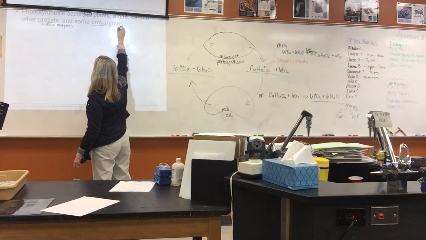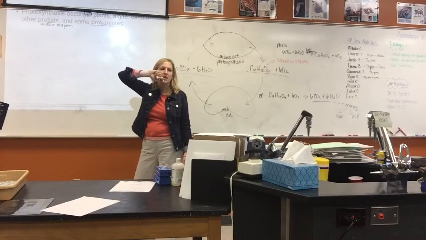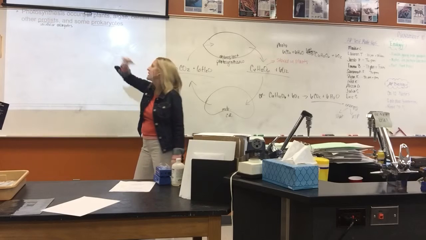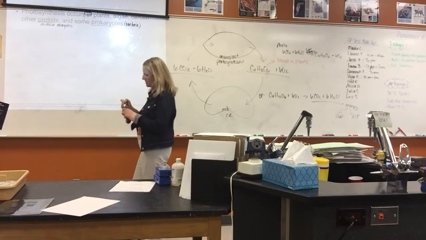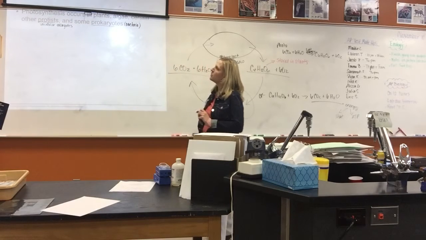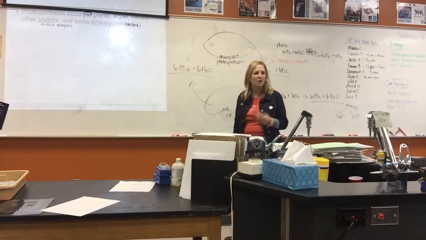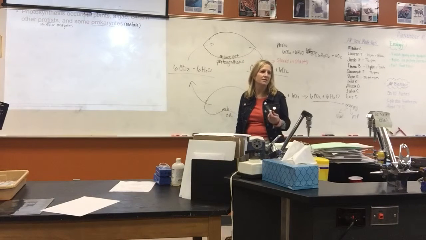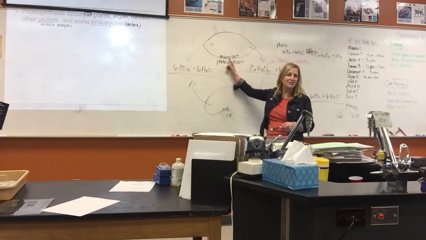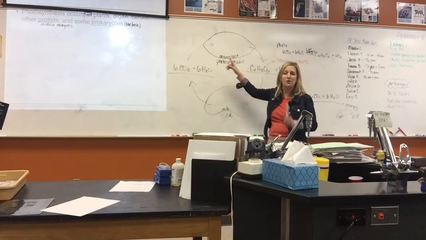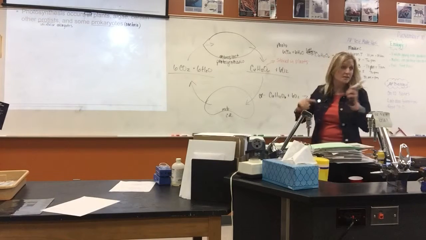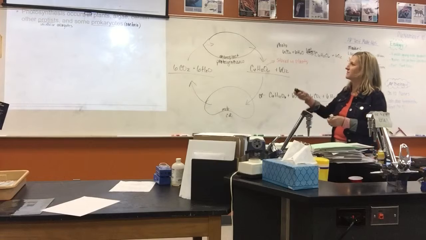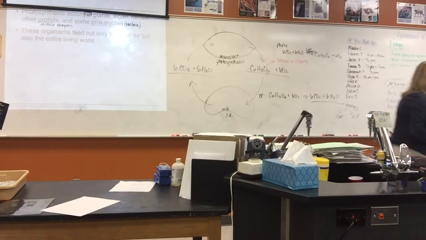Some prokaryotes can do photosynthesis. What's a prokaryote? What's an example? Bacteria. So some bacteria can do photosynthesis. Where does photosynthesis take place in the cell? A chloroplast, right? Does bacteria have chloroplasts? No, all right. So we're going to look a little bit later at how in the world some of these bacteria do photosynthesis without having a chloroplast, and they can. All right. So we'll come back to that.